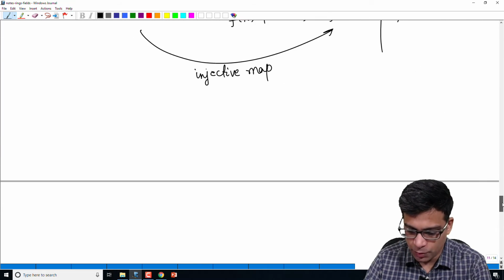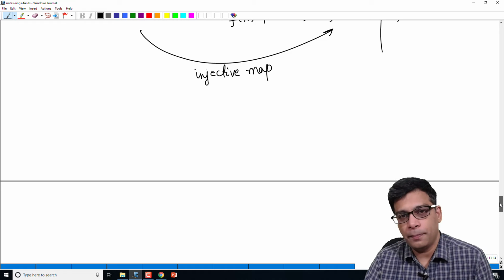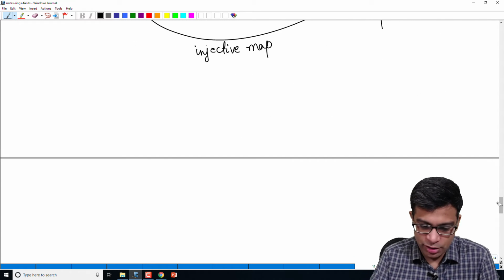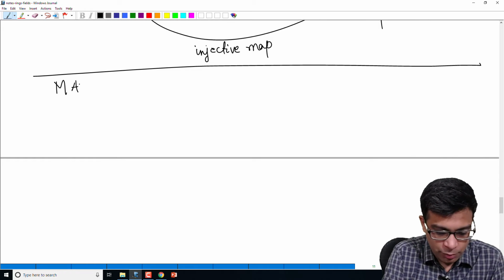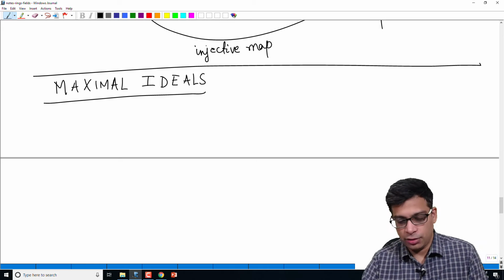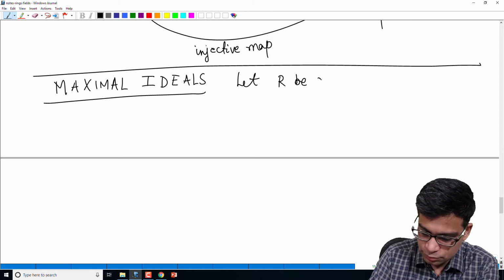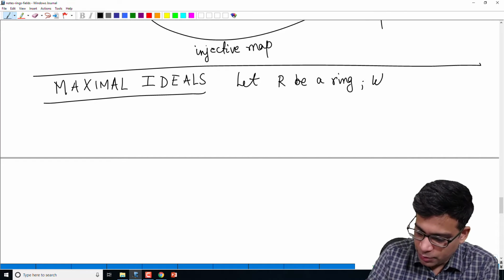This notion of integral domain is intimately connected to the notion of prime ideals. The next class of ideals that I am going to study is the very important notion of maximal ideals. So let me define these now. I am going to define maximal ideals. Let R be any ring and let I be an ideal of R.